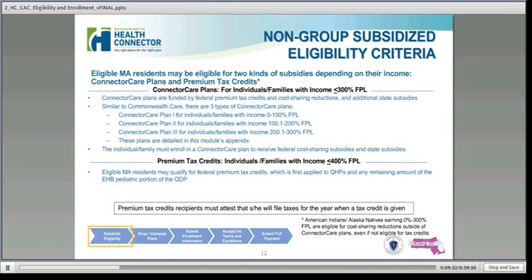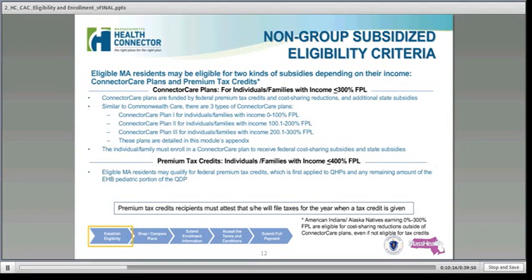Connector Care plans are going to be funded by premium tax credits and cost-sharing reductions, as well as additional state subsidies. So similar to Commonwealth Care, there are 3 types of Connector Care plans. Plan type 1, 2, and 3, and you can see the income thresholds associated with each type. These plans are also detailed in the appendix, and we can take a look at that. But it's important to know that if somebody wants to receive federal cost-sharing subsidies and state subsidies within that income level, they need to enroll in a Connector Care plan.